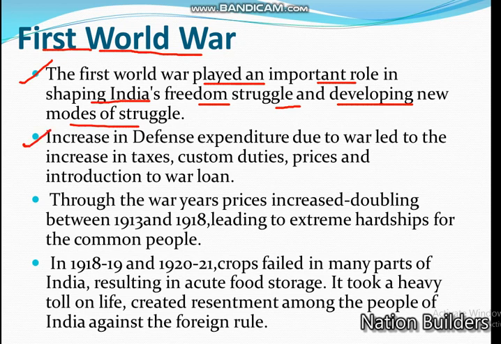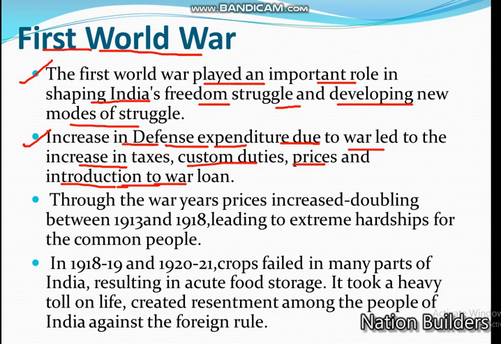How did it work? There was an increase in defense expenditure, because the British were busy in the First World War. Due to the war, this expenditure led to increased taxes. Not only taxes, the customs duties also increased, along with the introduction of new war loans. In this way, the economic situation changed. The burden of the war expenditure was laid on the shoulders of the Indians. This was the reason for discontent among the Indians.